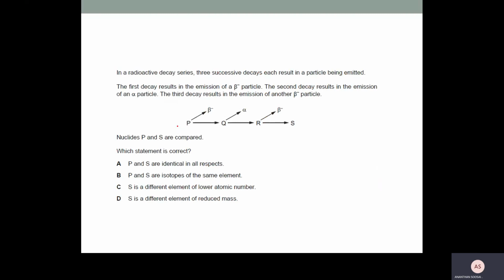So the proton number, let's say here 20. After beta, proton number going to drop or rise? Rise by 1, 21. Then alpha means the proton number is going to drop by 2, so it becomes how much? 19. Then beta again rises to 20. So P and S are isotopes. Yeah, so the answer is B. S has a different element of lower atomic number? S a different element of reduced mass? Same element, both of them are the same element, they are isotopes.